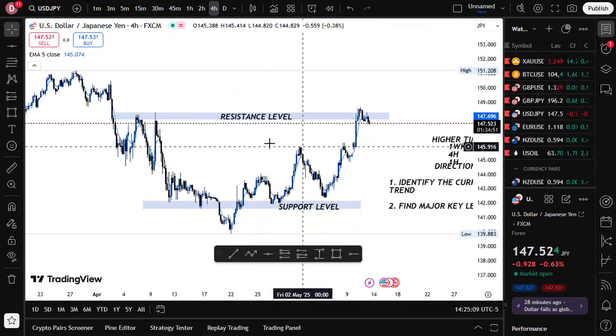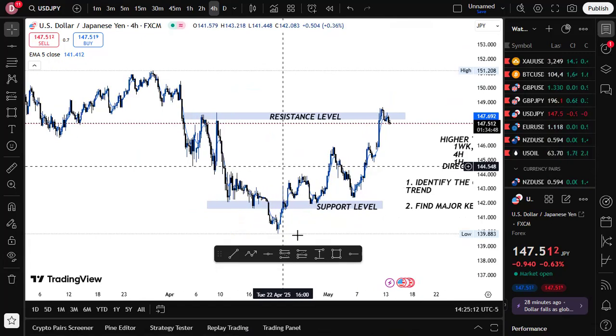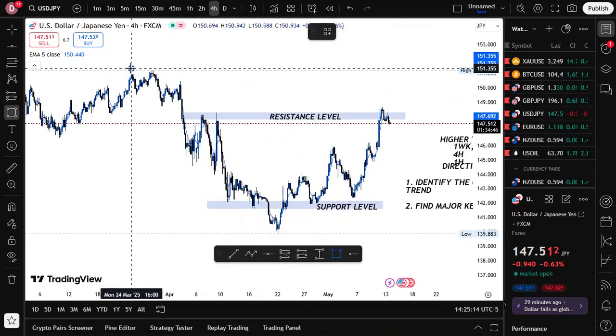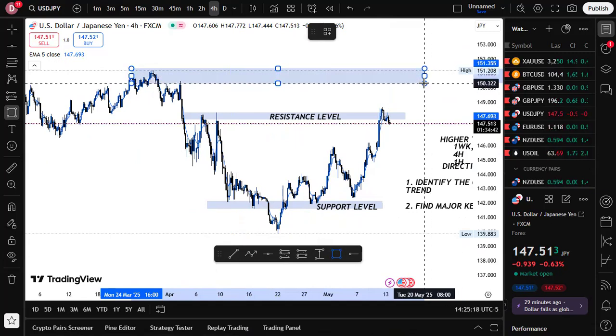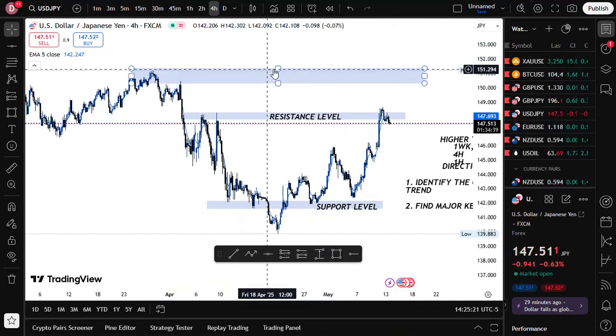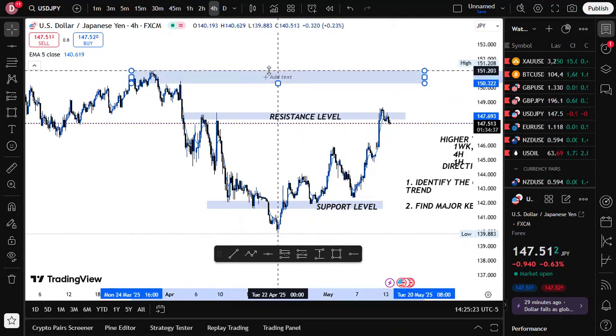Now, if you move again, we also have another strong resistance level here, right? We also have another strong resistance level here as well.